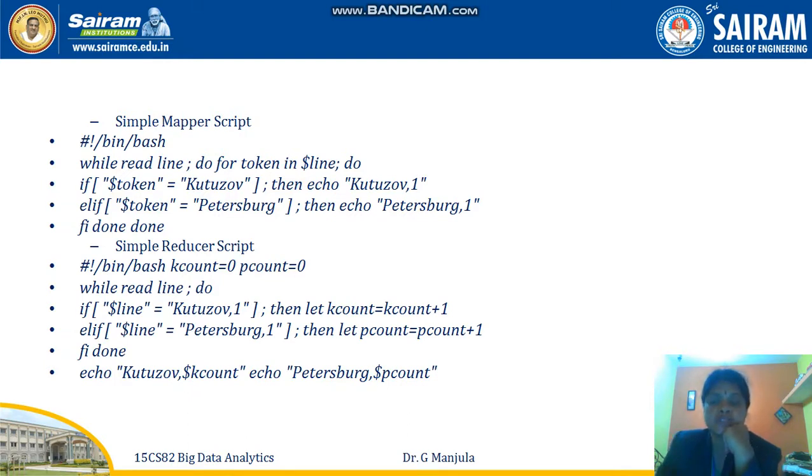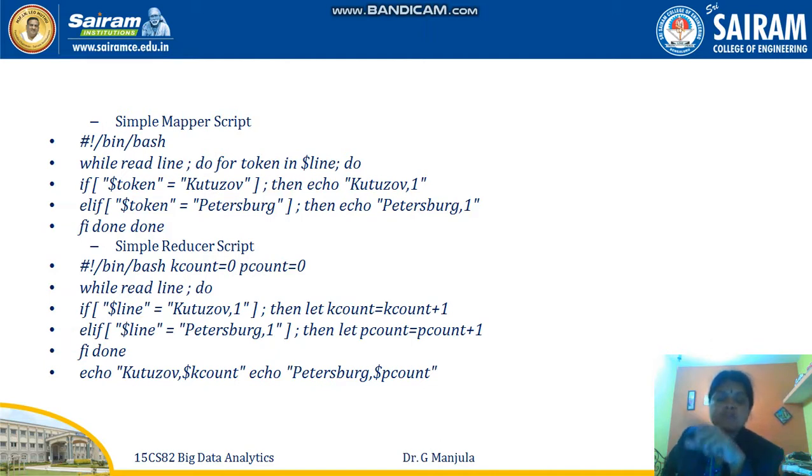Initially the counter is 0, k count is 0 and p count is also 0. While reading the line, if the line is equal to Kurzweil, then increment the k count by 1, that is, k count is equal to k count plus 1. If the condition is true, Kurzweil is printed and k count keeps on incrementing.